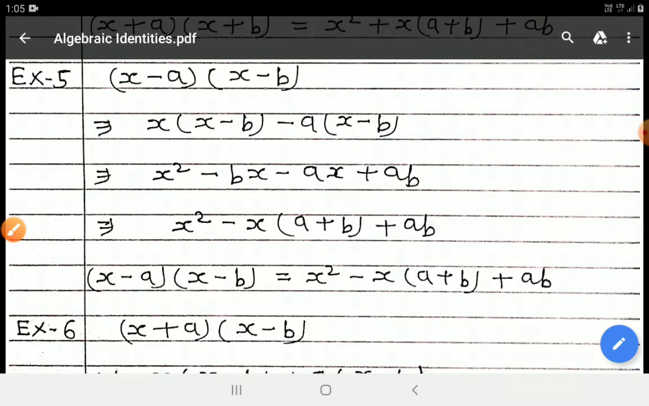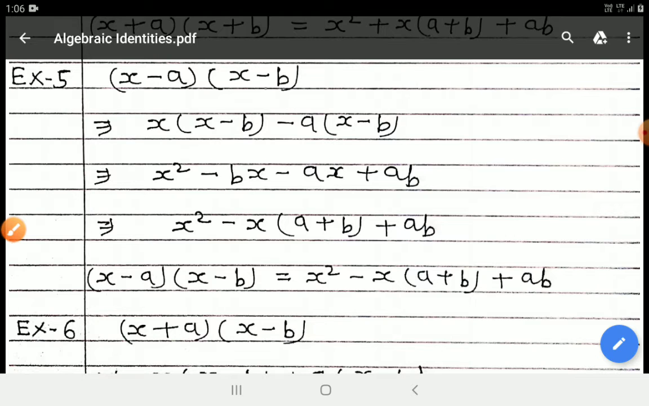Always you have to write in order. B plus a doesn't look good, so that's why we are writing a plus b. So it is x square minus x(a + b) plus ab. So it is (x - a)(x - b). Okay, it is the next identity. See, the identities are the same, what is the difference? Only the sign differs. In the fourth one we have seen that both signs were positive, and here these two are negative.